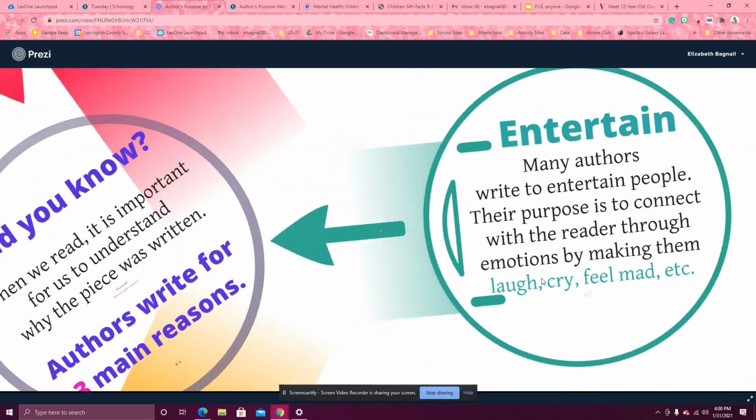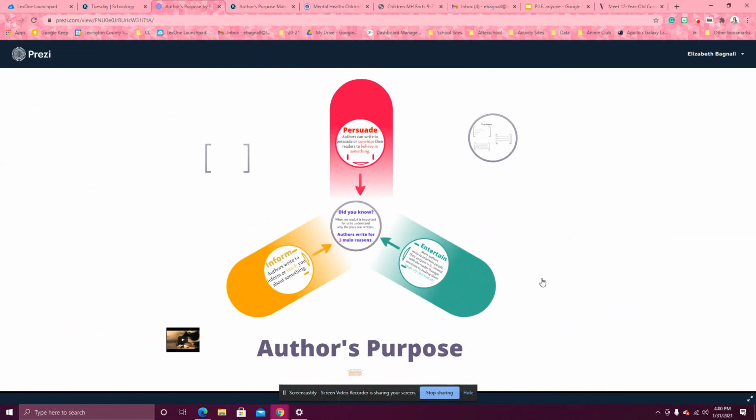All right, so those are our 3 basic author's purposes. There are 3 reasons why people create things. They are to persuade, to inform, or to entertain. You can remember those because it's just PIE. Author's purpose, PIE. Persuade, inform, and entertain.